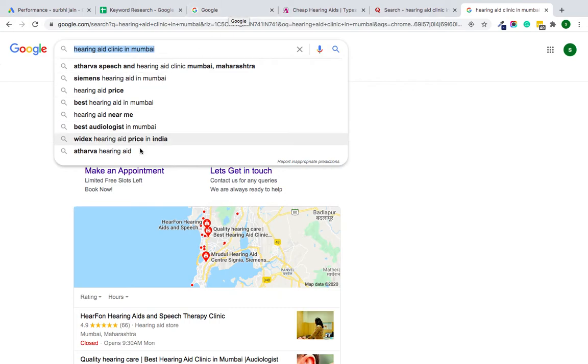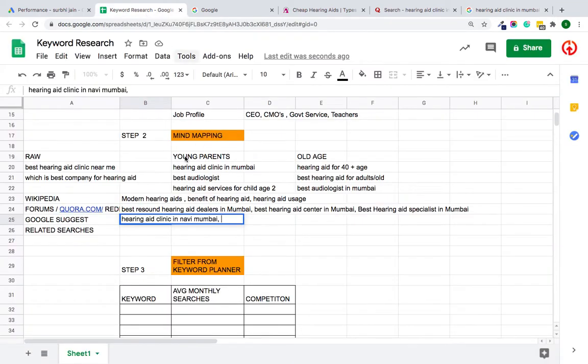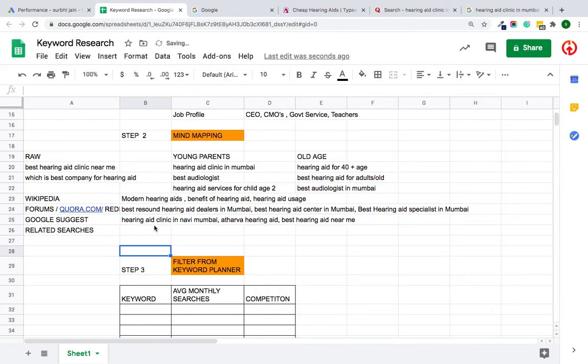And you also see brand keywords. If you see here, we also have Atharva hearing aid. So people actually search for it. So we are taking two more: best hearing aid near me, and Atharva hearing aid. So we are done with Google Suggest.